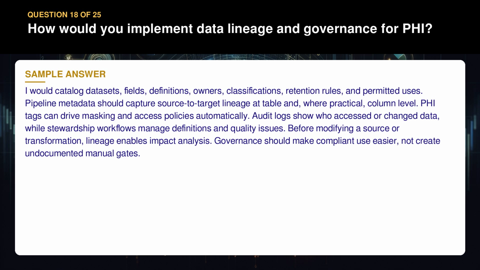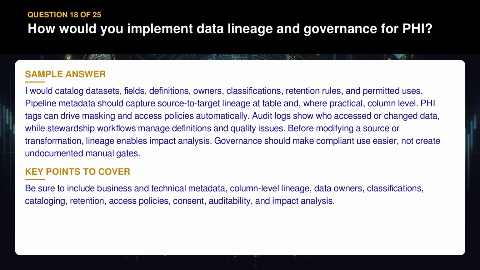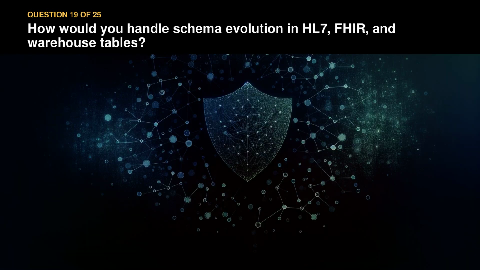Audit logs show who accessed or changed data, while stewardship workflows manage definitions and quality issues. Before modifying a source or transformation, lineage enables impact analysis. Governance should make compliant use easier, not create undocumented manual gates. Be sure to include business and technical metadata, column-level lineage, data owners, classifications, cataloging, retention, access policies, consent, auditability, and impact analysis.